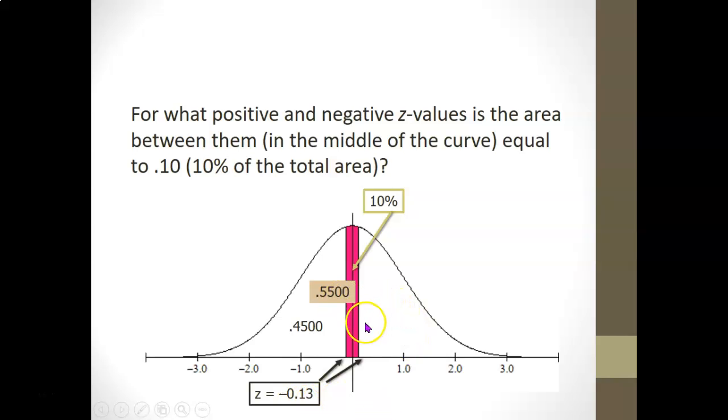But we could also check because that's the z that has a total area of 55%. The 45% here plus the 10% here. So 0.5500 would be the area to the left of that z. And if we look for that on the table, or we ask the calculator for inv norm of that or something like that, we do get a z of positive 0.13.